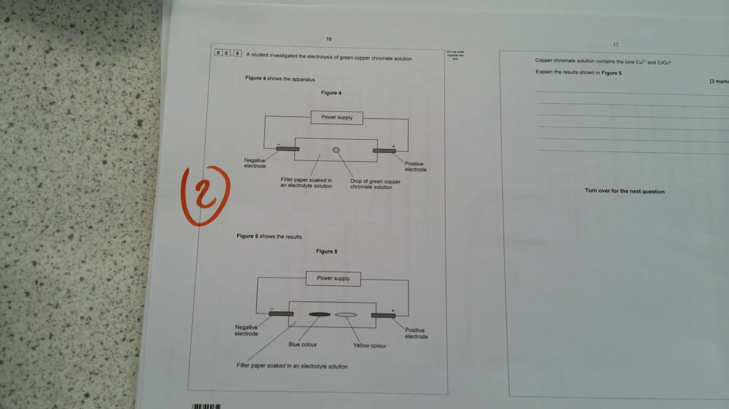So you've got a power supply, you've got an electrode, you've got another electrode, but you've got it on a bit of paper there. That's a bit weird. You've probably never heard of copper chromate solution. Why would you have done? Copper chromate is green. You're told that up here. And then they turn on the power supply and you end up with this. We okay? We all right? Yeah, good.